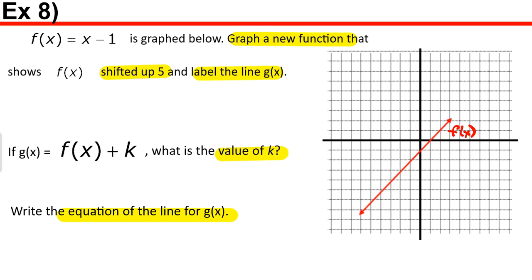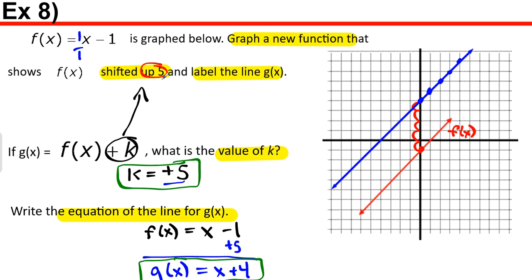Here's the correct work for example 8. So again, we need to graph a new function that was shifted up 5 and label it g of x. So again, I went to my y-intercept on my f of x, and I just moved that point up 5. 1, 2, 3, 4, 5. Put a new point there, and then again, use the slope from the original function f of x, because that does not change. We're just moving the line up or down. And so it was 1 over 1. So I went up 1, right 1, up 1, right 1, up 1, right 1, and drew that line. And then I totally forgot, and let me do that now. Glad I caught it. I forgot to label it g of x. Make sure you do that, because that is for points.